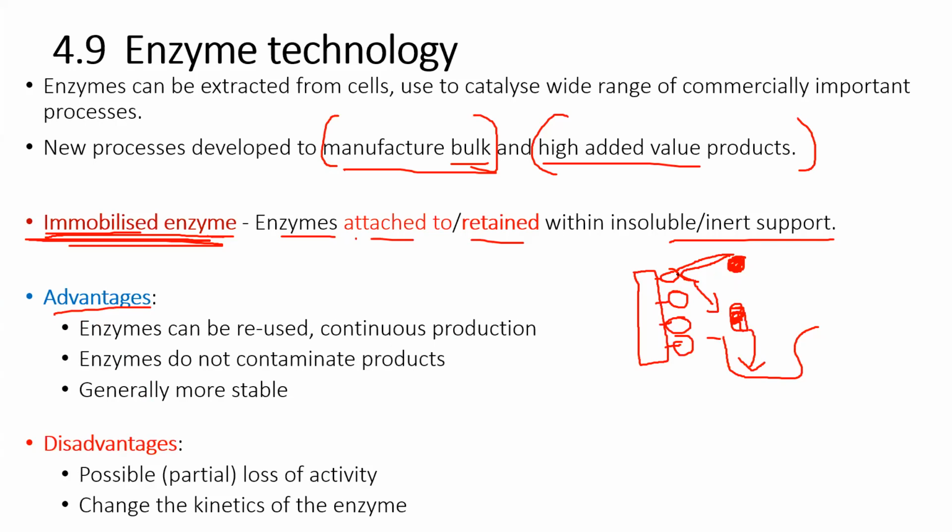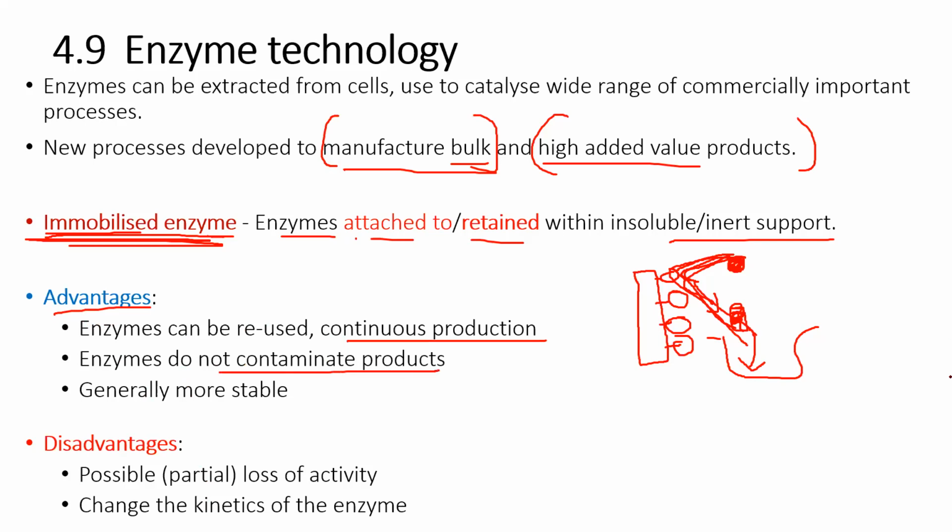So the enzyme can be reused and continuous production. Okay, so you add substrate, product produced, product is isolated. Add more substrate, product produced, and the product is isolated. So you can easily isolate the product from the enzyme, and the enzyme can be reused over and over again to produce more products. Okay, so the enzyme does not contaminate the products.